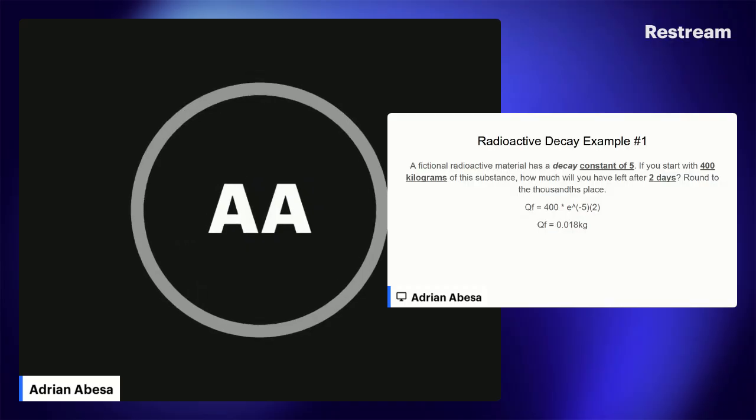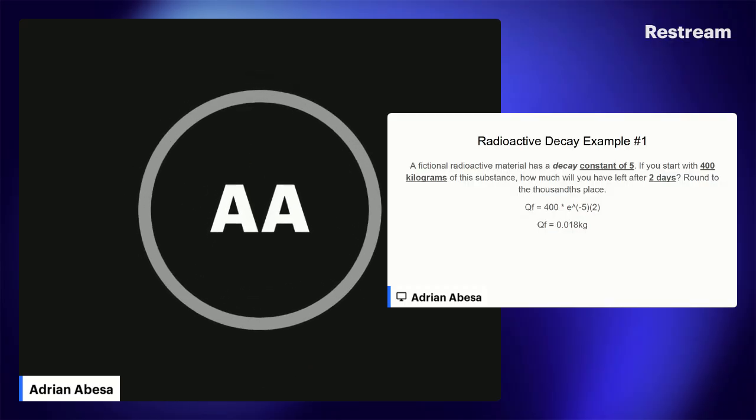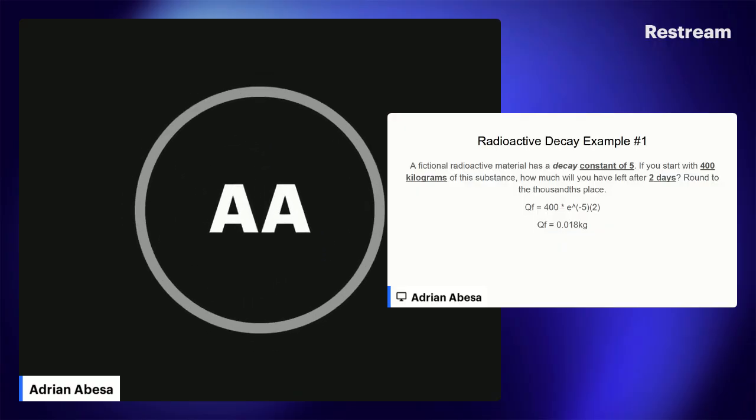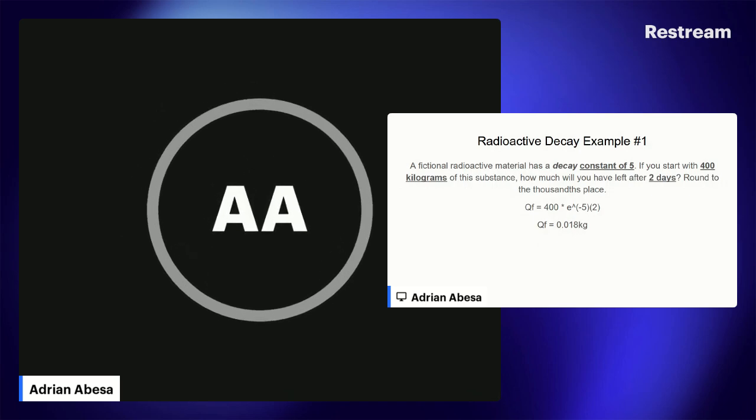Now you put that all together into the formula. You get 400 times E, which is on your calculator, to the power of negative 5 times 2. And then your final quantity is 0.018 kilograms. Again, rounding to the thousandths place.